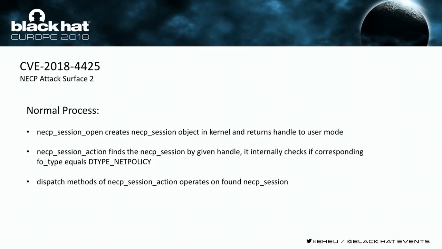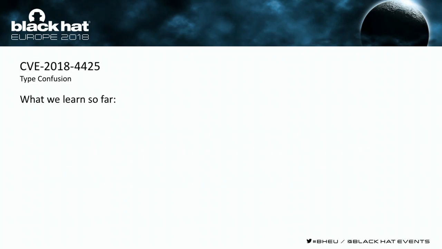Okay. So let's see the normal process. You call NECP session open to create the NECP session object in kernel and return the handle back to the user mode fuzzer, and then you call NECP session action to find the kernel NECP session object by the handle. Internally, it checks if the type is the type net policy. If yes, it goes on. So let's have a conclusion. Let's have a summary here. What we have learned so far.